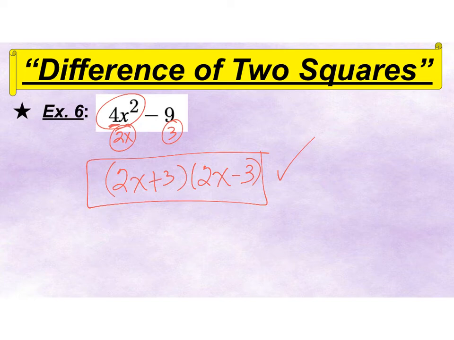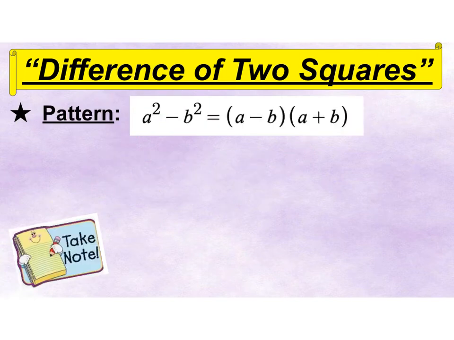So you take the square root of the first, the square root of the last, one is a plus and one is a minus, and that will be the pattern called difference of two squares. If we look at it in letters, here we have a squared minus b squared. One of them is a minus b and one of them is a plus b, and that will always work.